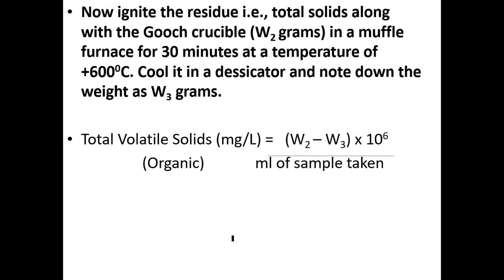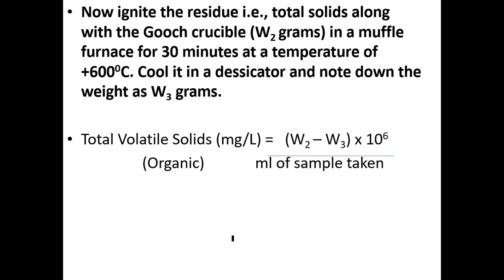After burning at 600 degrees centigrade for 30 minutes, some of the solids present in the total solids will get evaporated. So naturally, you are going to get a weight W3, which will be lesser than W2. W2 is total solids. W3 is the weight after evaporating those solids at the elevated temperature of 600 degrees centigrade. So W2 minus W3 divided by ml of sample gives you total volatile solids.